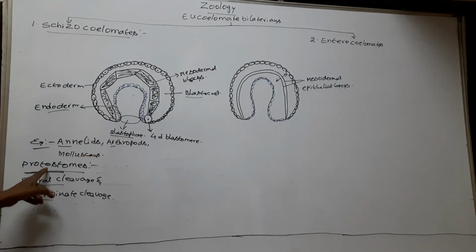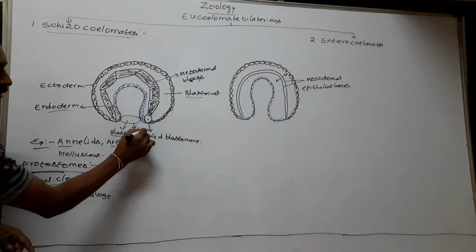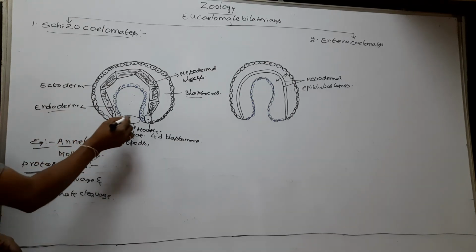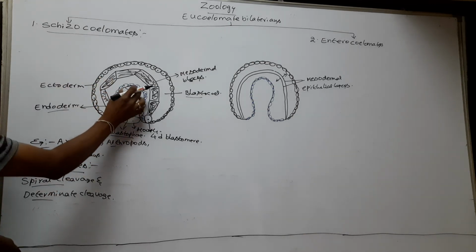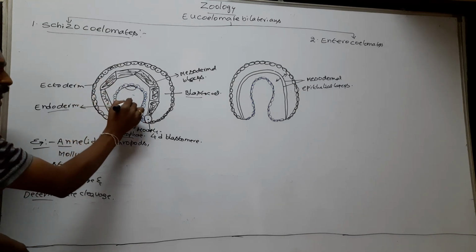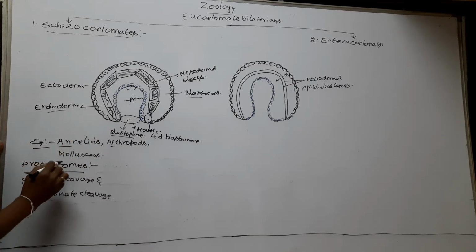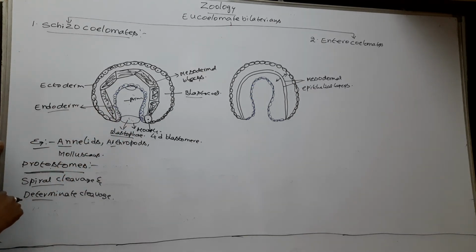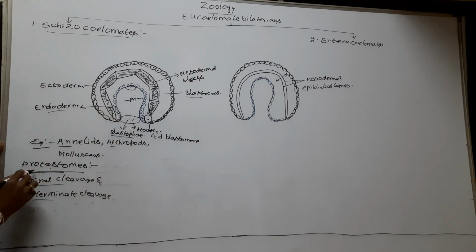In the protostomes, this blastopore develops into the mouth. The anus is formed on the opposite side of the mouth. Between mouth and anus, the alimentary canal is formed. So this is the primary alimentary canal. So in the protostomes, the mouth forms first. The blastopore develops into the mouth in the protostomes. So these are called protostomes.